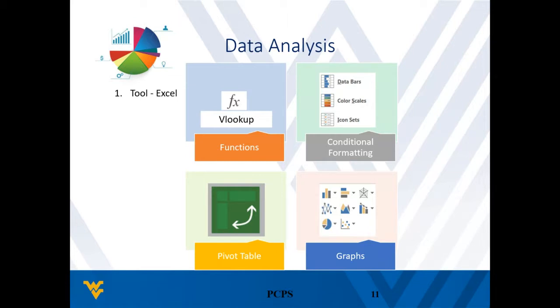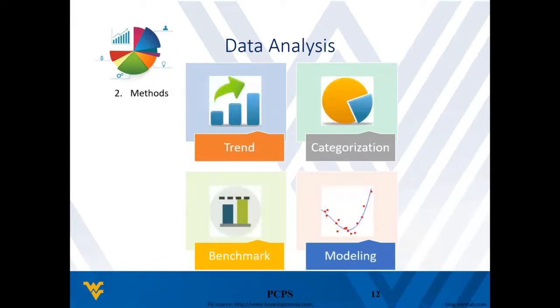The next one's conditional formatting. We'll go over that as well. We'll go over pivot tables, and we'll go over graphs. I think there's one more tab. And then we use these tools to get to these methods. These tools are used to find trends, to find any kind of categorization, benchmarking, and modeling.